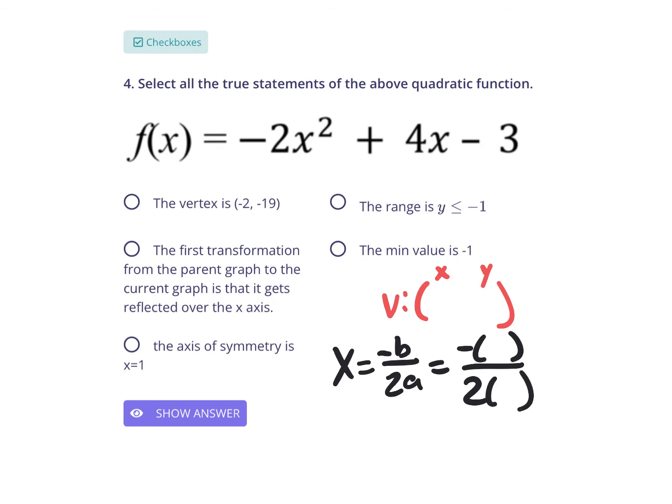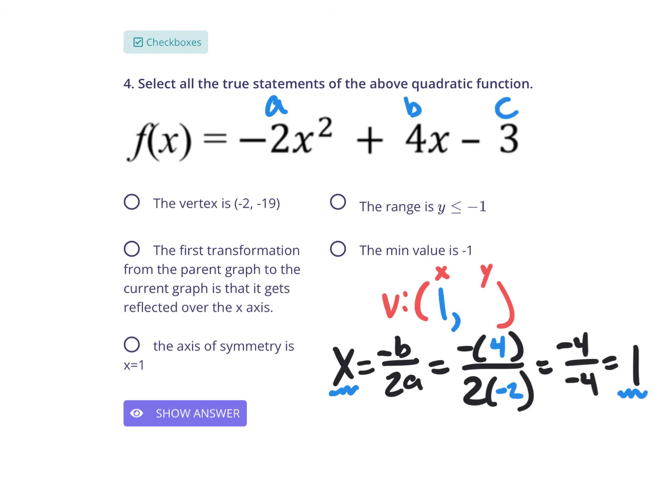So what is the b value? The b value is 4, the a value is negative 2, the c value is negative 3, but we don't really care about the c value unless we're talking about the y-intercept value. But anyway, the formula only needs b's and a's, so let's plug in a 4 right here, a negative 2 down here, and what do we end up with? We end up with a negative 4 up on top over a negative 4 on the bottom. That will give me a positive 1. So the x value is positive 1. The x value of our vertex is positive 1.